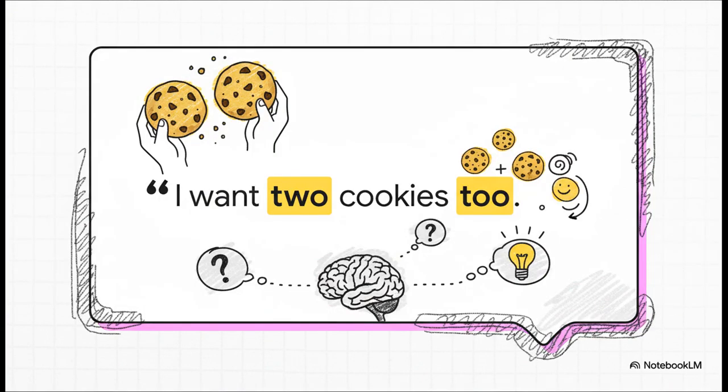Just look at this sentence. Your brain doesn't even have to think about it. You instantly know that two means the number because it's followed by cookies. And you know that too means also because of where it is at the end of the sentence. It's amazing. Your brain is already using context to solve this mystery without you even realizing it.